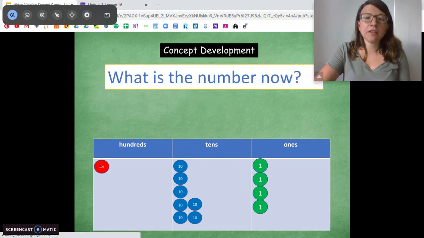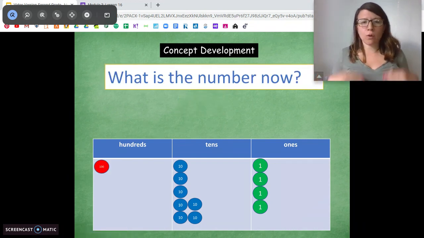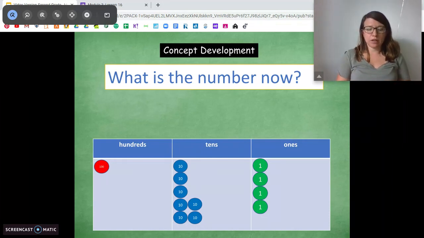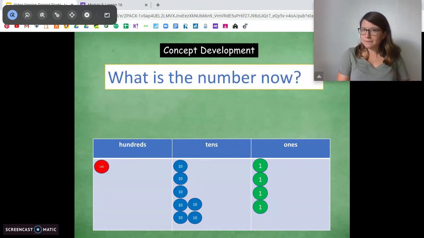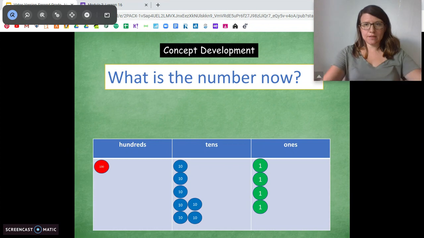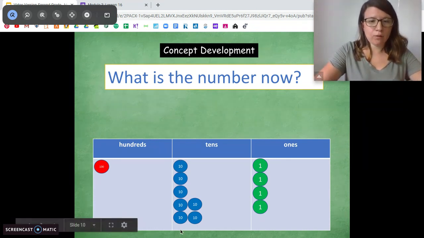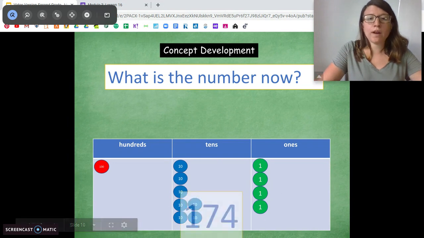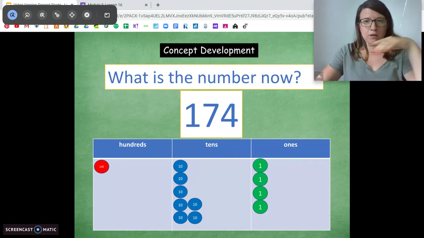Good. Now on your other place value chart, I want you to make this number. So go ahead and copy the place value chart as it is onto your other place value chart. So you should have 74 on one chart and then make this number on the other chart. Come back when you're ready. Now what number is this? I see 100, 10, 20, 30, 40, 50, 60, 74. 174. So we should have 74 on one chart, 174 on the other.